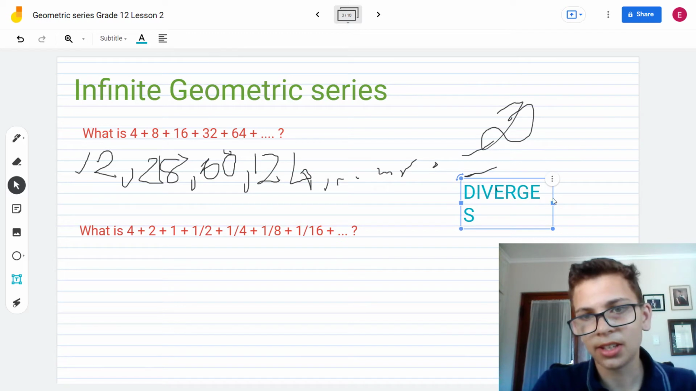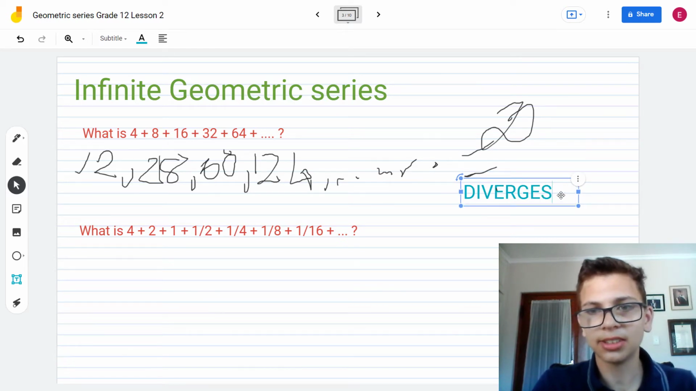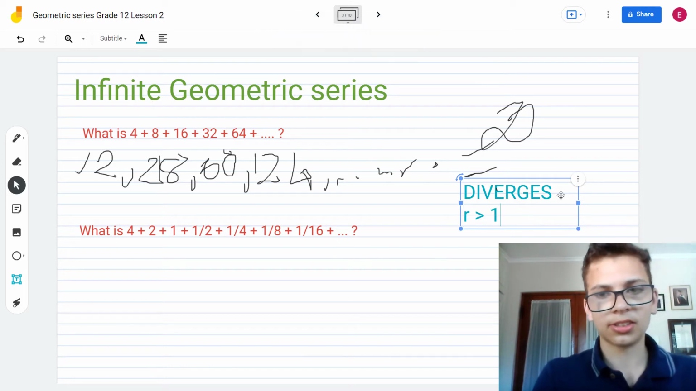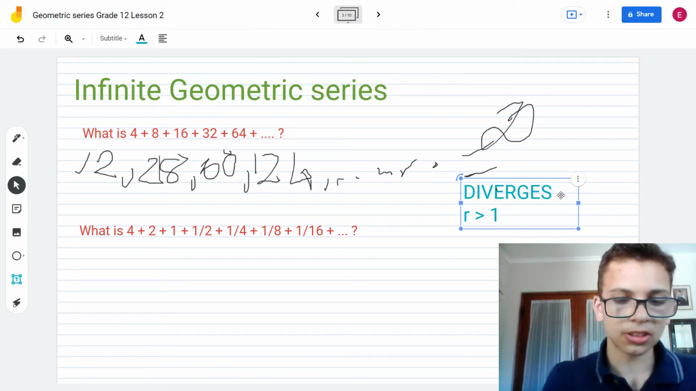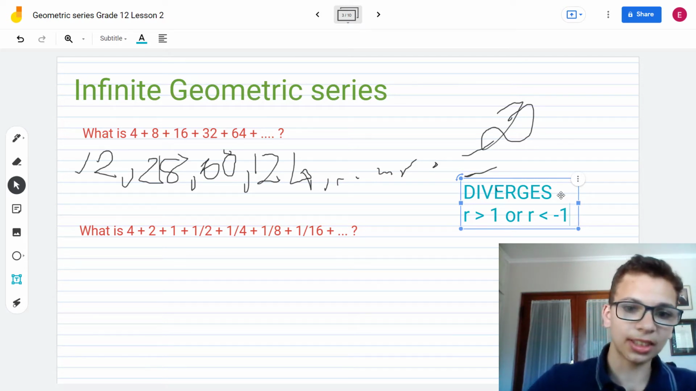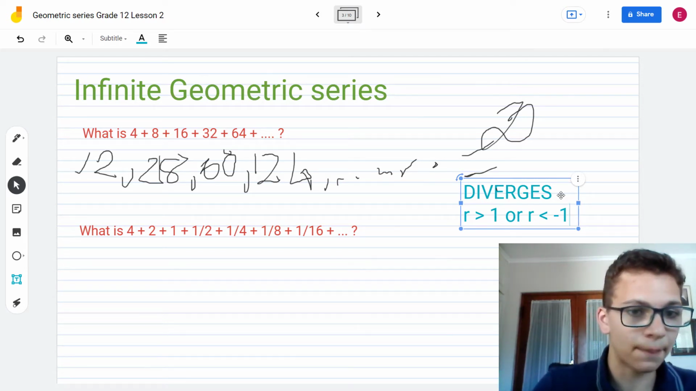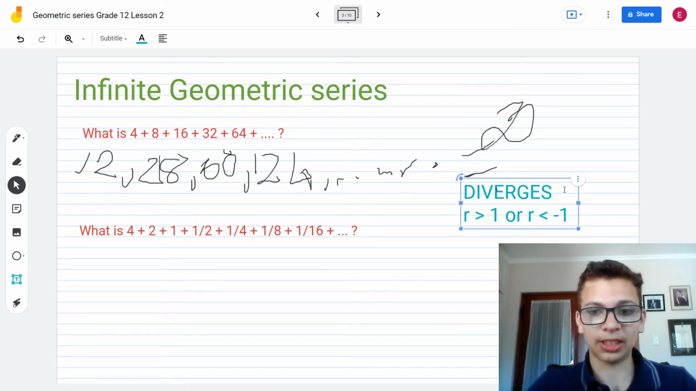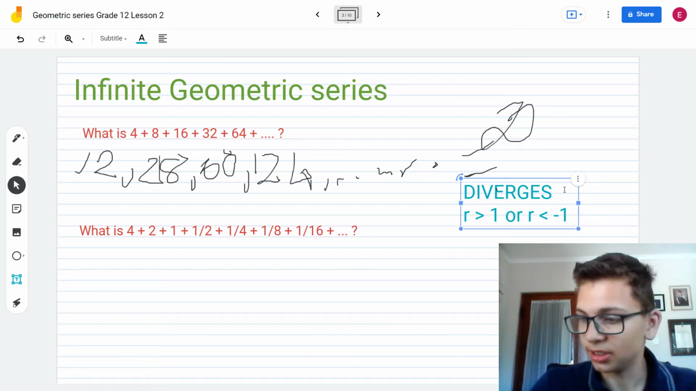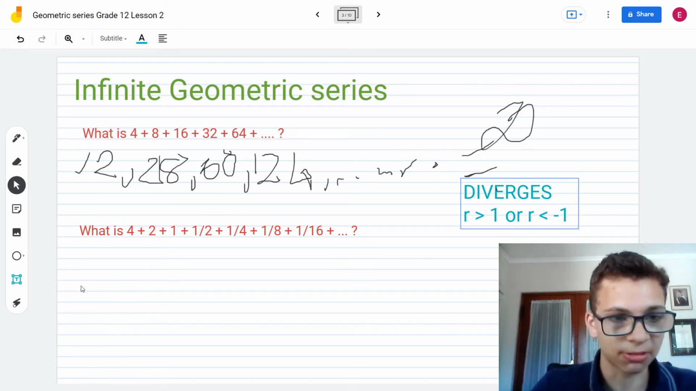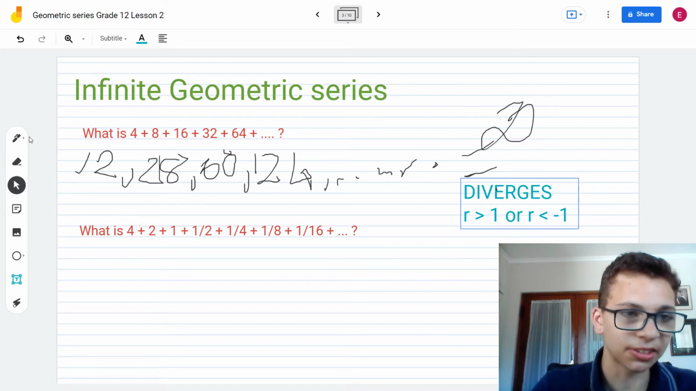Okay, and usually a sequence diverges when the common ratio is greater than 1, or less than -1, because each term will get bigger and bigger, or each term will get more and more negative. So either r is greater than 1 or r is less than -1.